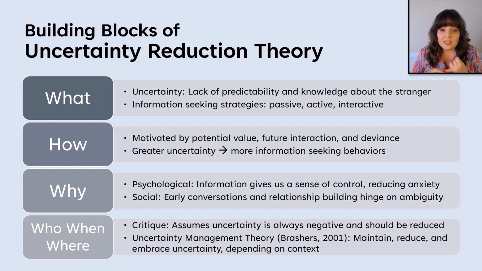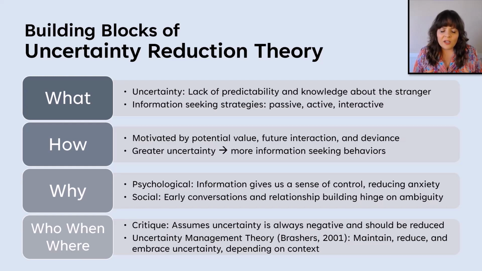One of those concepts is uncertainty, and that's the lack of predictability or knowledge about the stranger. And the second is information-seeking strategies, and these can be passive, like observing the other person, active, like asking a third party, what do you know about that person? Or interactive, where we ask a direct question to the stranger that we're encountering.